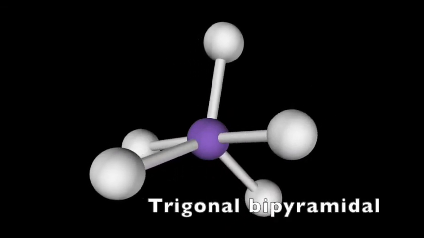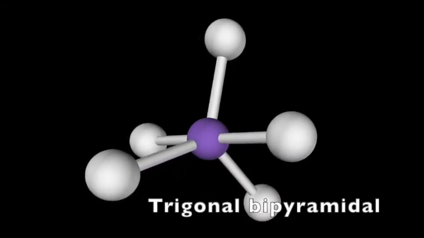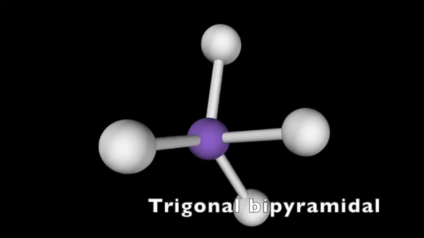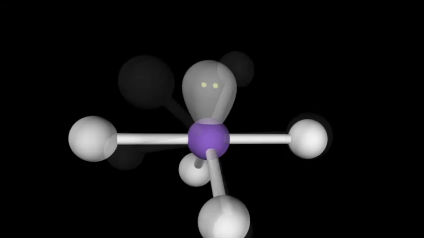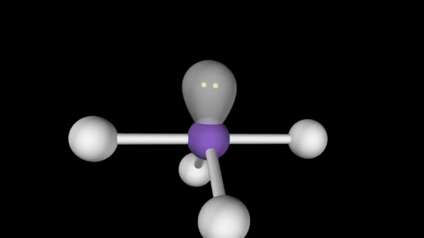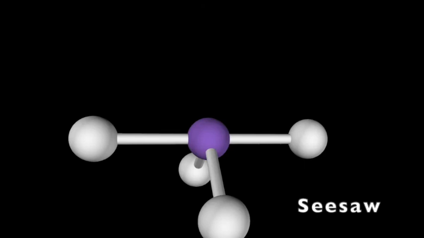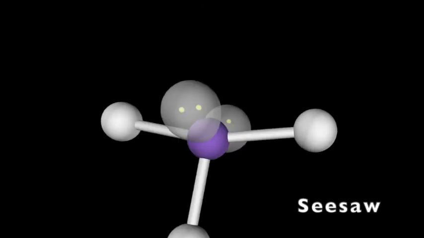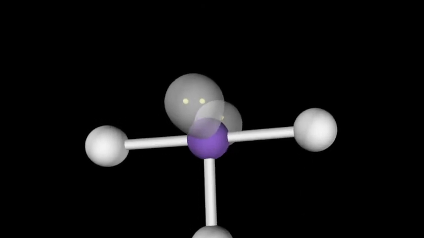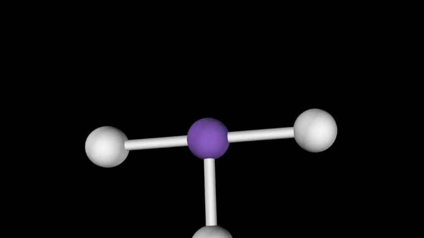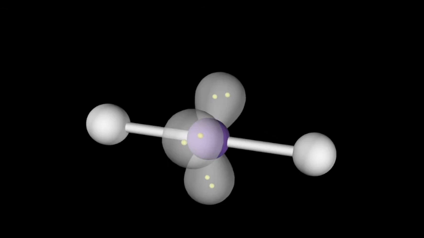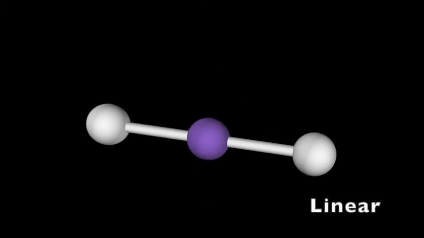Let's move on to the trigonal bipyramidal shape. If you have 5 bonded atoms, the shape will be trigonal bipyramidal. The angle on the top and the bottom will be 90 degrees, and the angles around the middle will be 120 degrees. If we swap a bond for an electron pair, we'll get a seesaw shape. If you replace another bond with a lone pair and make those lone pairs invisible, you'll get a T-shape. If you replace another bond with a lone pair, you'll get a linear shape.